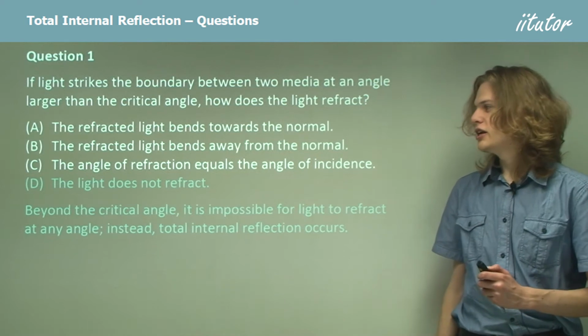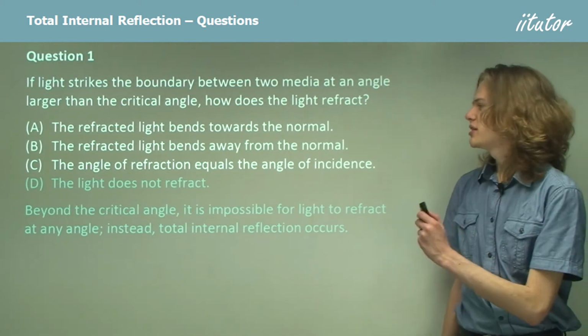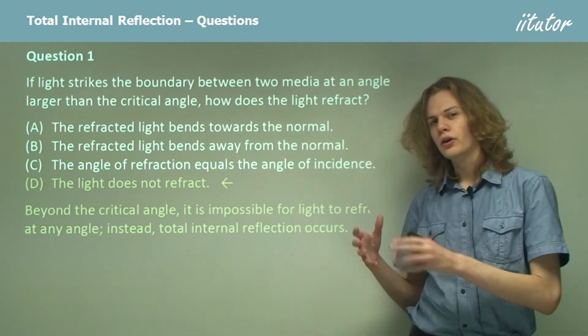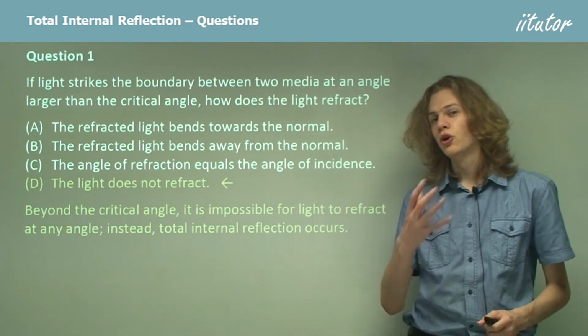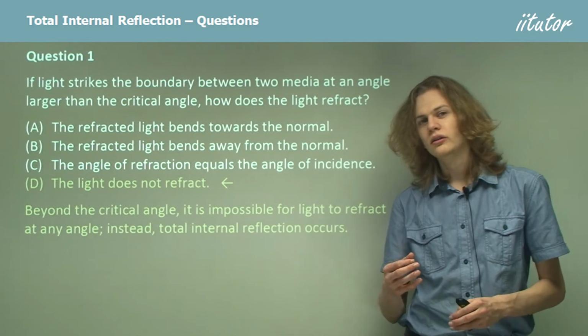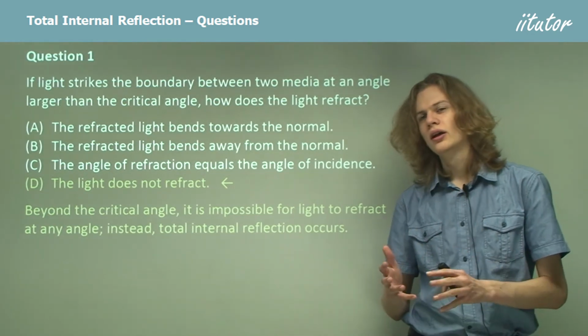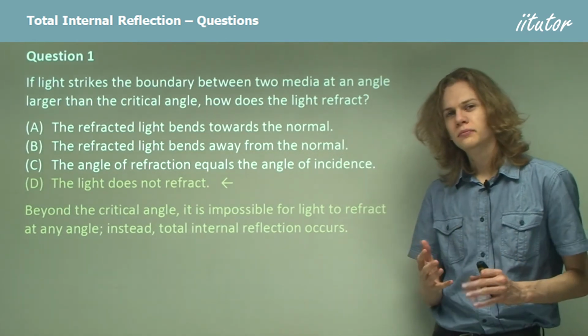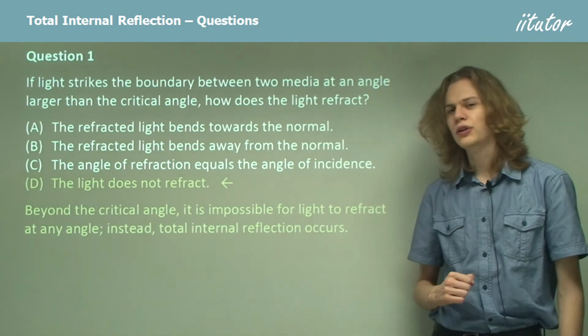Our last option is D, the light does not refract, and this is indeed the correct answer. If we pass from a material with a high refractive index into a material with a low refractive index, but we try to pass through at an angle that is greater than the critical angle, then we can't refract, and instead we get total internal reflection.